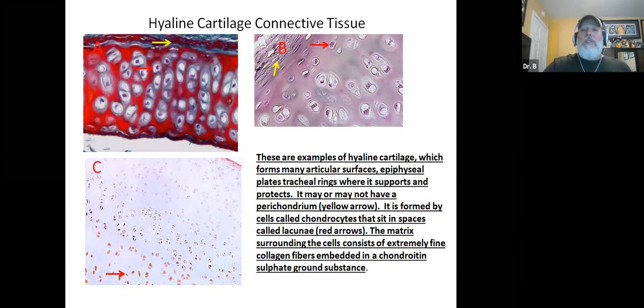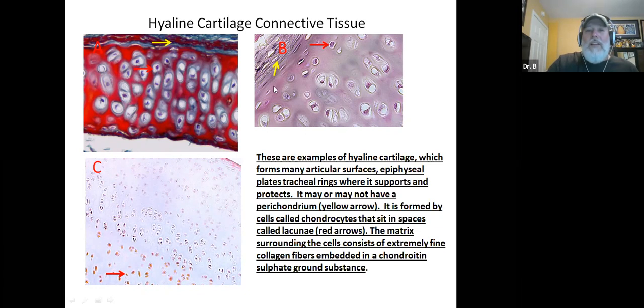The next thing you want to do is look at the ground substance, look at the area around it in the extracellular matrix. Do we see lots of fibers in that extracellular matrix? No, I don't see hardly any fibers in this extracellular matrix. So that tells me that it's hyaline cartilage.